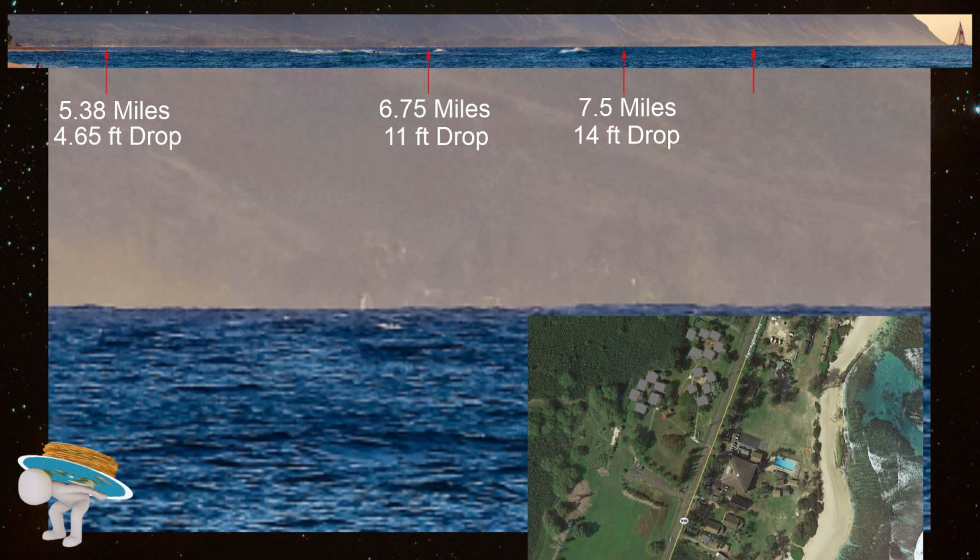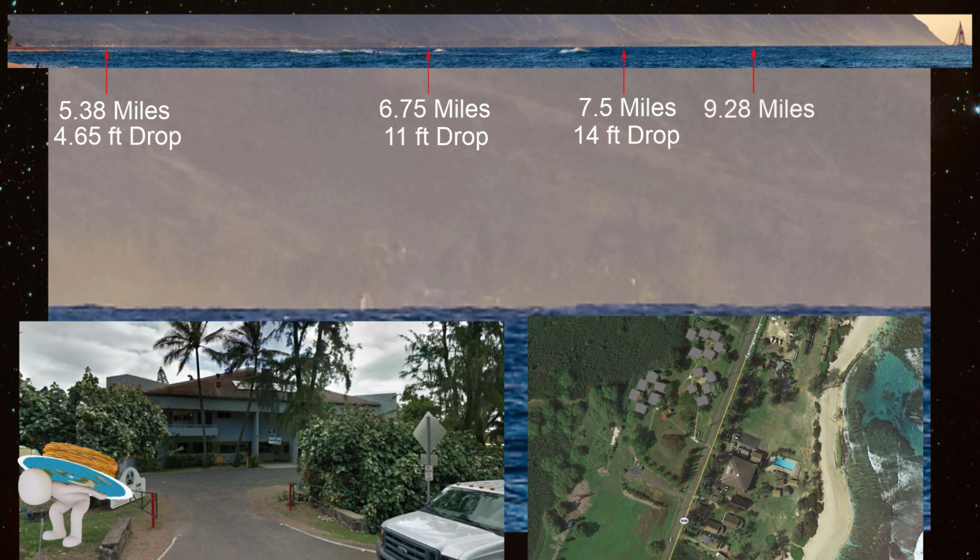This cluster of houses is 9.28 miles away. At that distance, the image is getting less clear, but you can still make out the shape of these houses. These are the last buildings along this panorama, and you can see from this aerial photo how much of the beach should be visible. Yet, in my image, there's none. However, according to the curve calculator, over 28 feet of landmass is hidden.